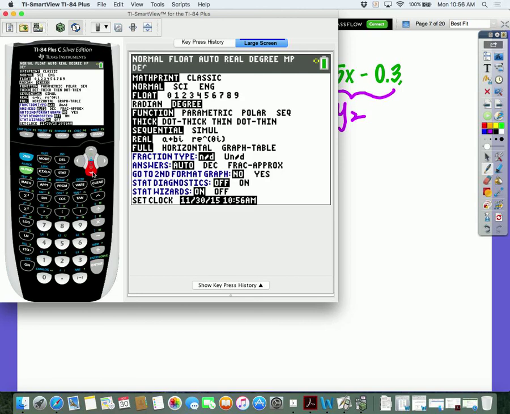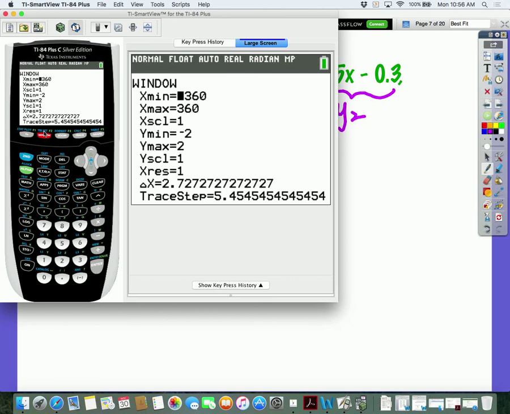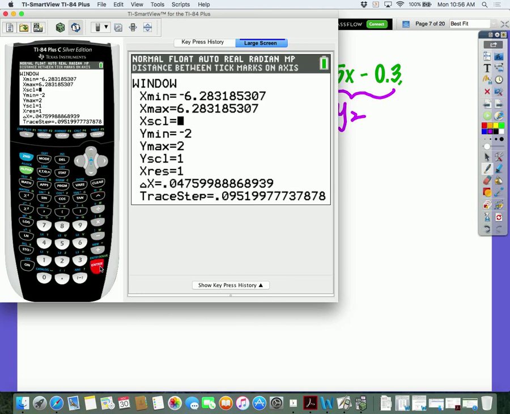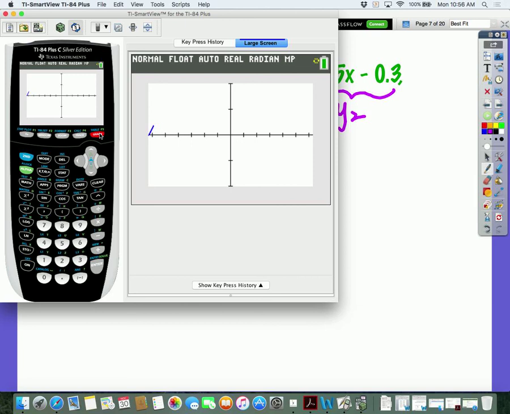Again, make sure you change your mode. Make sure you're in radian. Window, make sure it's negative 2 pi to positive 2 pi, because the restriction was for negative 2 pi to positive 2 pi. So because that was in radian, unlike the last one from negative 3 to positive 2, that's why we have to be in radian.